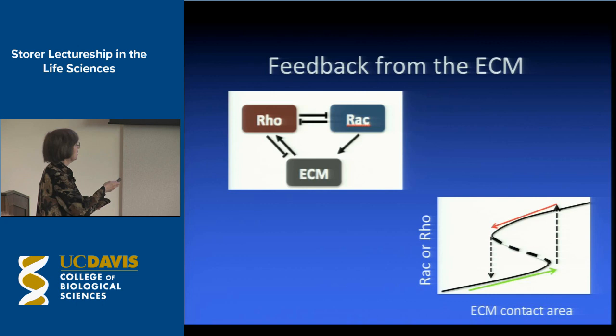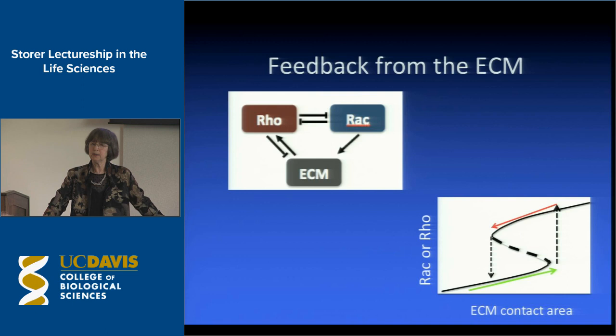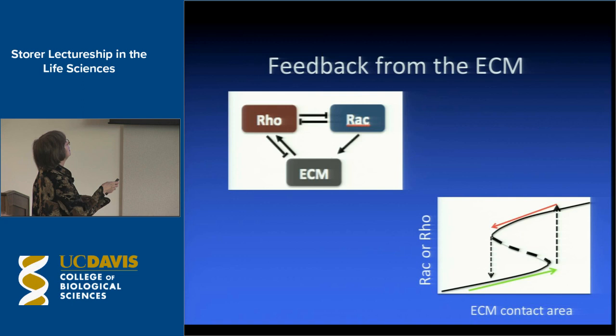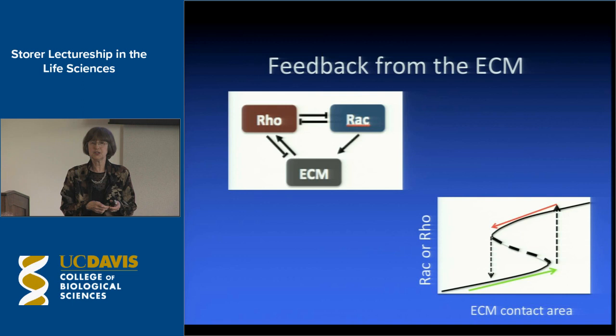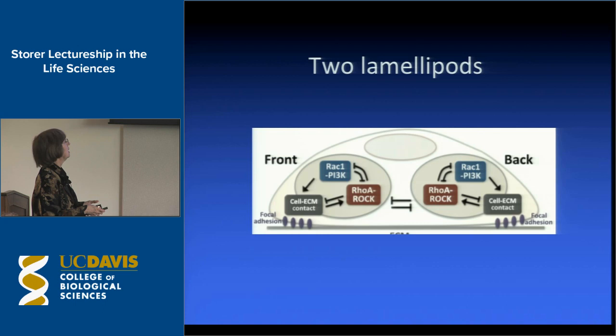On the other hand, if you have a lot of RAC in the cell, that causes the cell to spread, which increases the input and signaling from the ECM. You can think of this variable as basically being synonymous both with cell area and with input from the ECM. And so the model we looked at basically had two lamellipods, each of them having this RHO RAC module in them, each receiving input and coupling the two lamellipods so that they couldn't each expand without affecting the other.